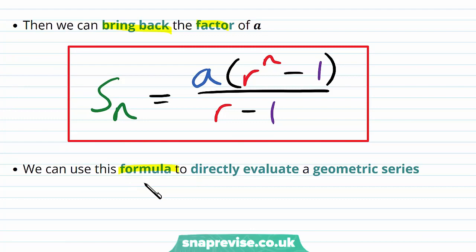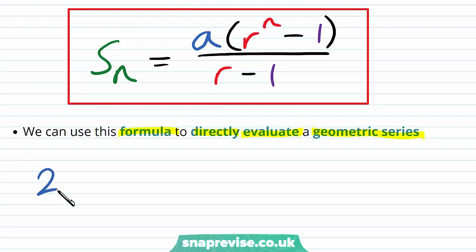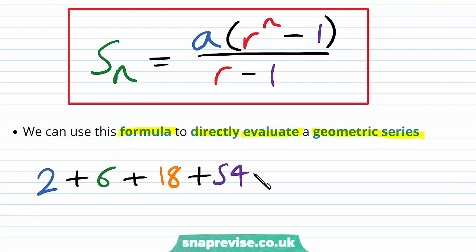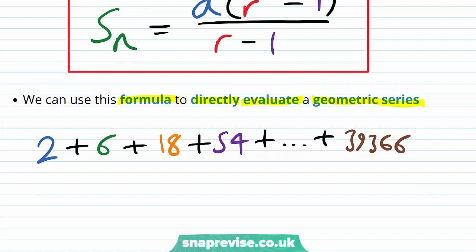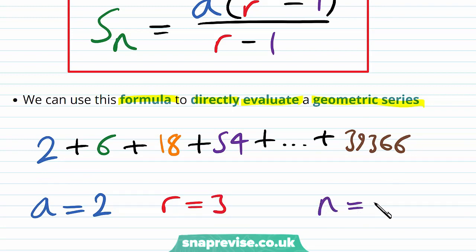We can use this formula to directly evaluate a geometric series. As earlier, let's say we have the sum 2 plus 6 plus 18 plus 54 all the way up to the 10th term, which is 39,366. Now, this would be rather difficult to calculate directly. It would take a long time to add all of these terms up, but we can use all the critical values and our formula to calculate its value. We can see that the first term is 2, and we can recall that the common ratio is 3. To get from 2 to 6, we've multiplied by 3. And we can recall that this is the 10th term, so n equals 10.